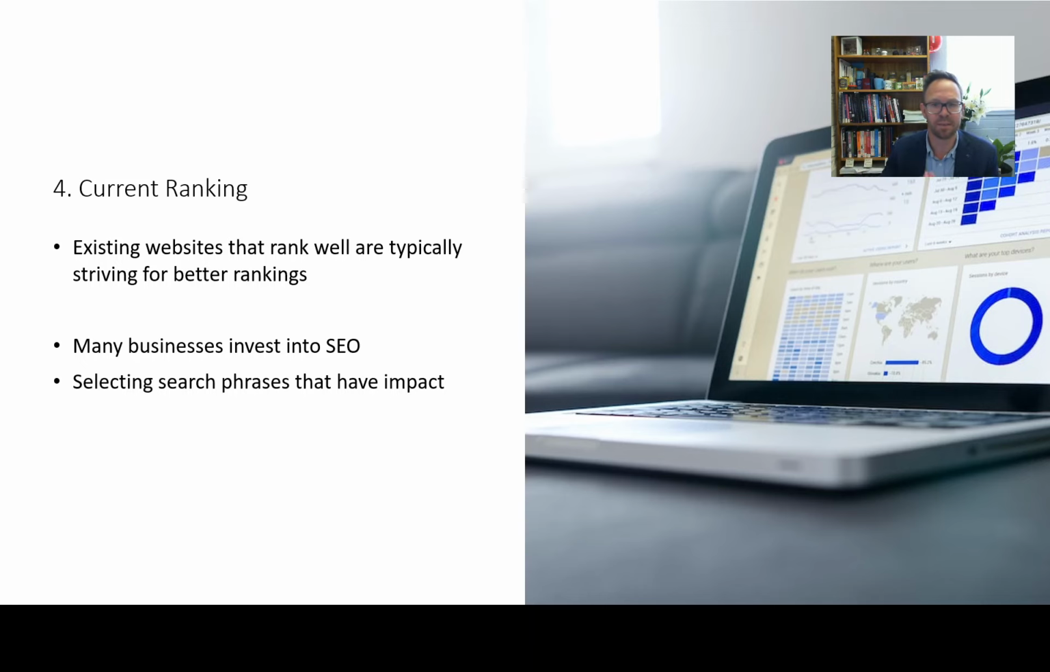So if you're going to start up a skateboard shop, you need to know, well, they're currently ranked as number one. They're ranking really well. They're probably going to put a lot of effort into holding that. So you think, well, where are we currently ranked, and how's that going to influence our search engine optimization? Many businesses invest into SEO, selecting search phrases that have impact. So if you can't get skateboard, think about what else could you do, like a location base, so skateboard Launceston, skateboard Tasmania, skating, like what other things could you target?